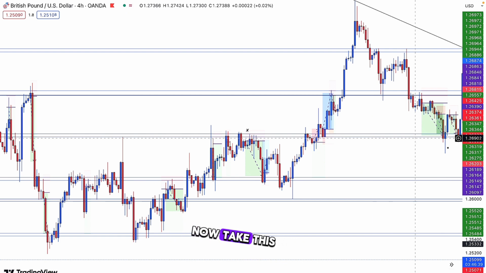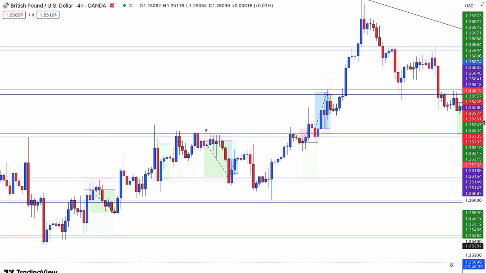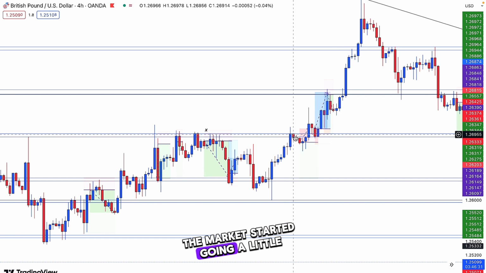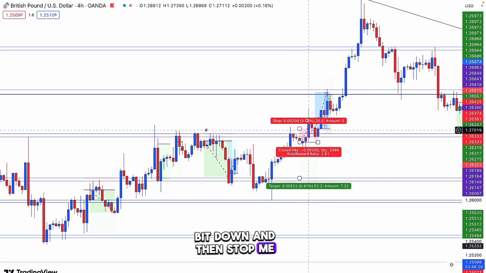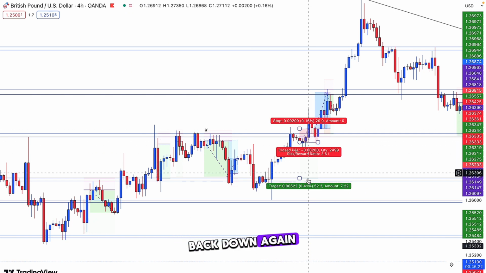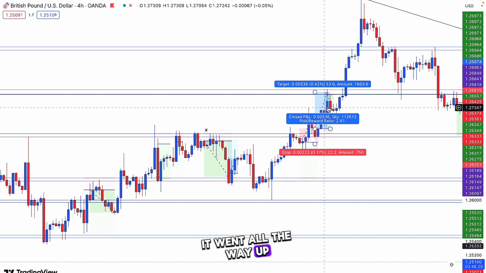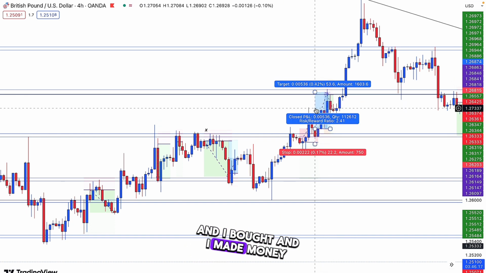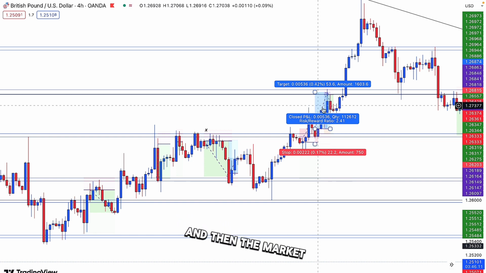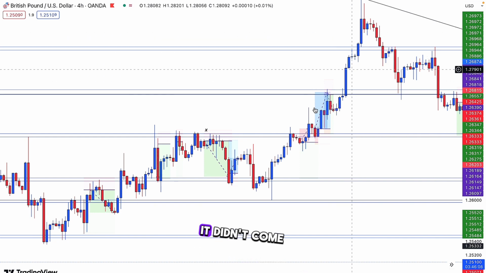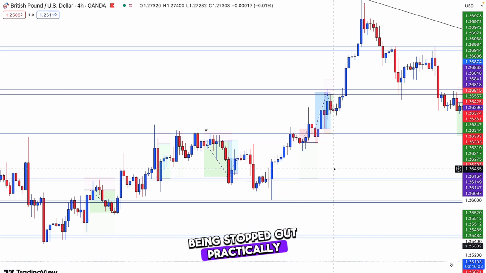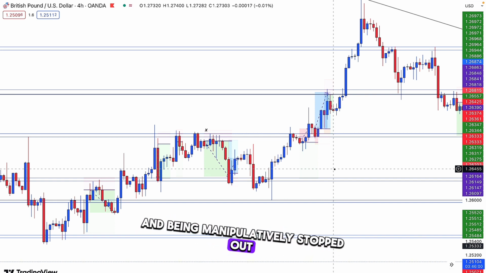Take this as an example. The market, starting from here, started going a little bit down and then stopped me out. After stopping me out, it didn't start coming back down again. It went all the way up, and then I found a reason to buy, and I bought, and I made money. And then the market started going all the way up. It didn't come down. This is the difference from being stopped out practically and being manipulatively stopped out.